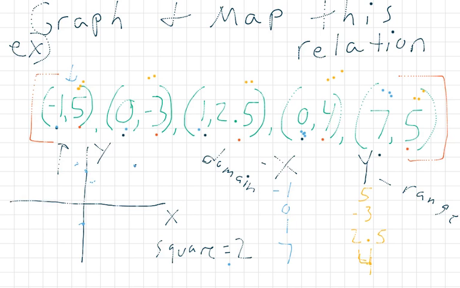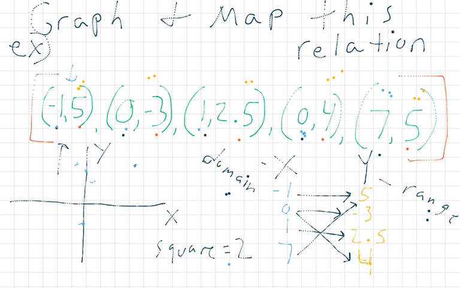-1 goes to 5. So there it is, just showing the map of how it goes from input to output, domain to range. 0 to -3, so again, straight across. 1 to 2.5. This one also is somewhat straight across. A little bit down because I drew it a little bit off. That's fine. 0 to 4. So 0 goes to -3. It also goes to 4. And then 7 goes to 5.